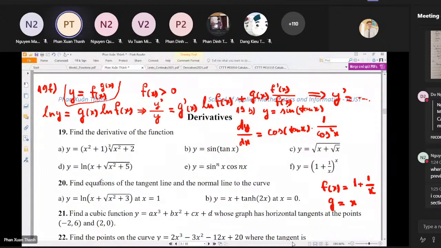For exercise number 20, you should remember the equation of the tangent line. You know that the derivative of the function at the point is the slope of the tangent line. So the equation of the tangent line, for example at A, is y equals f at A plus the derivative of the function f at A multiplied by x minus A. Okay, this is the equation of the tangent line.